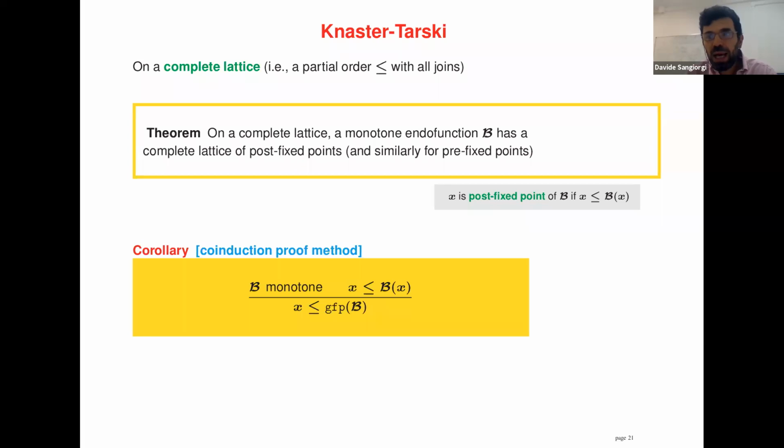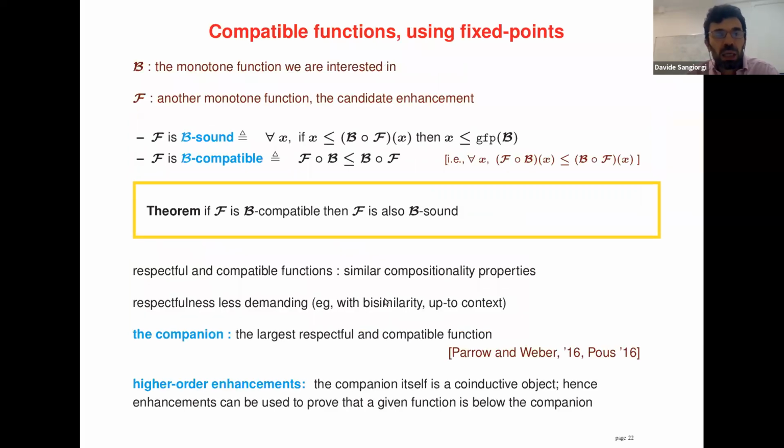So in these complete lattices, what is an enhancement? Suppose that B is the function that we are interested in. So we want to reason on the greatest fixed point of B. Another function, F, is a candidate enhancement if it is sound for B.